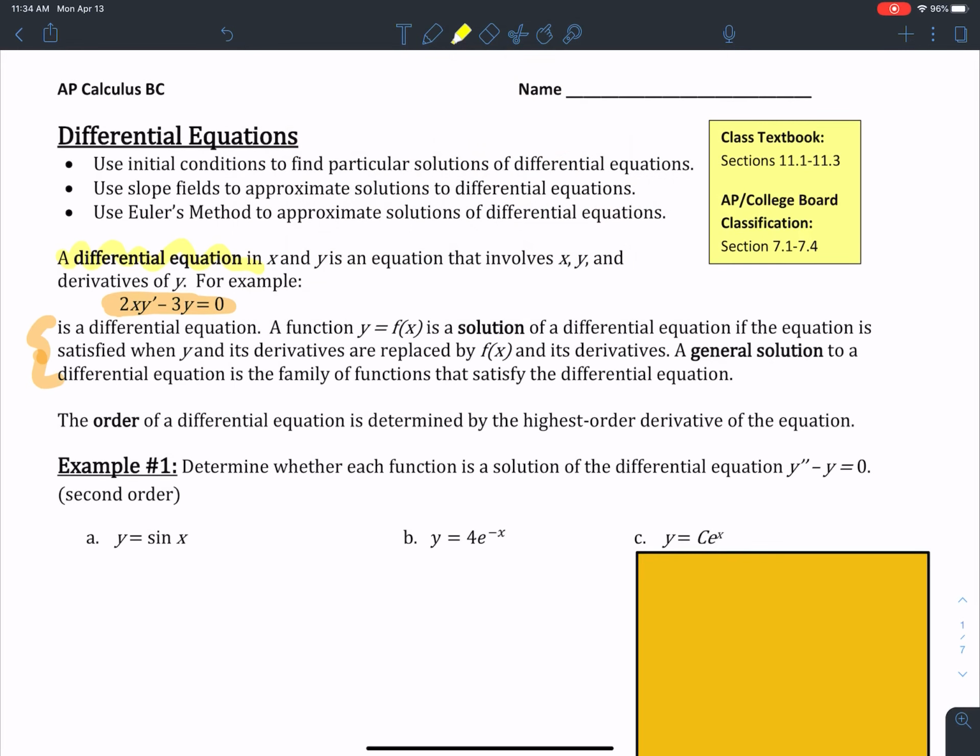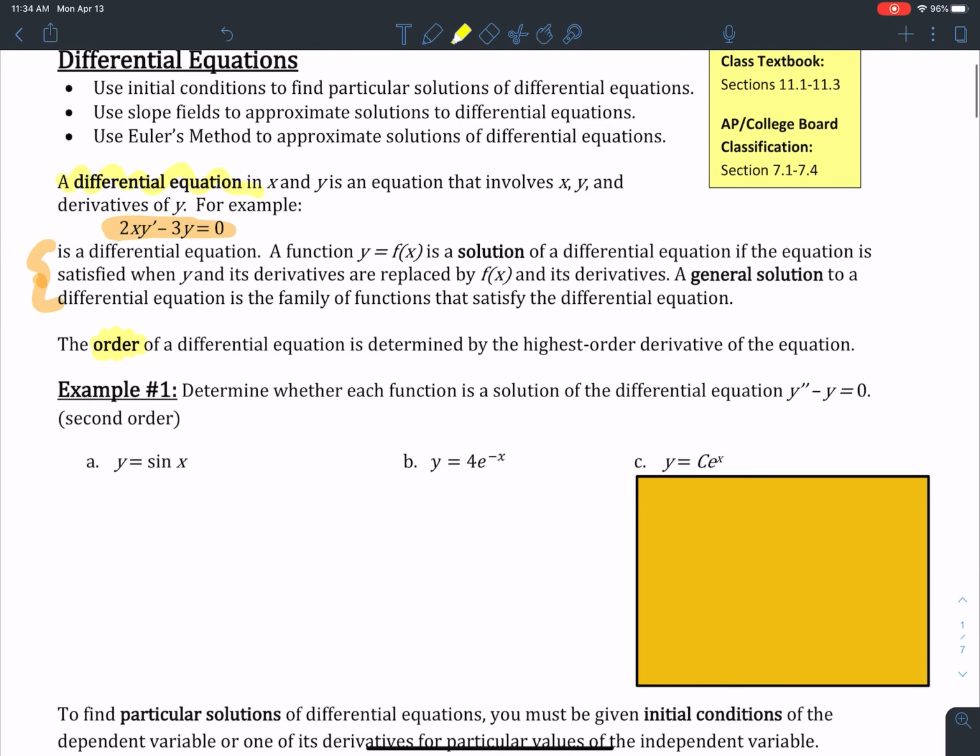The only thing that's new for today is just that word order. The idea here is the order of a differential equation is just the highest order derivative that we see. So, a quick amount of review to start with. In example number 1, we're supposed to determine whether each function is a solution to the given differential equation. Since I see a second derivative here, that's why we're calling this a second order differential equation.